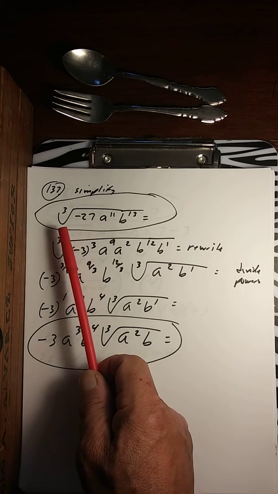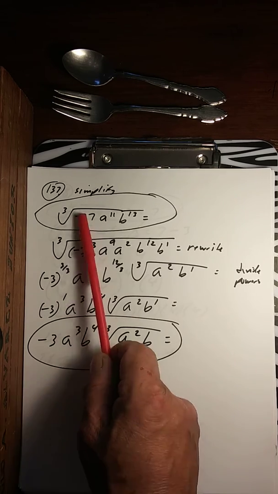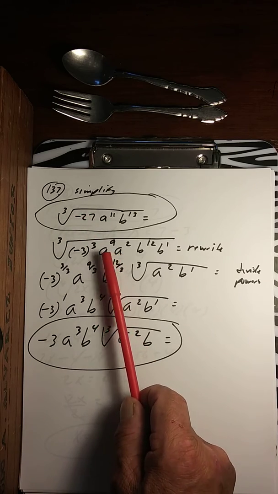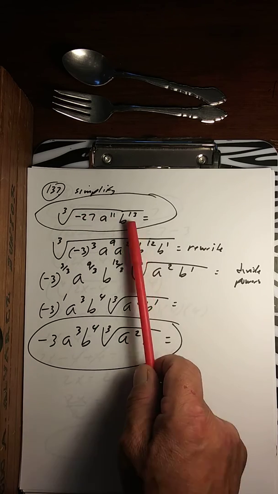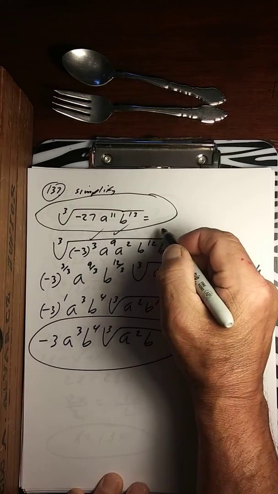Alright, this one. Cube root of this, so that's negative 3. So negative 3 times negative 3 times negative 3 is negative 27. And 11 is going to be 9 and 2. 12 and 1. Rewrite it. So now we can take these guys out. Which ones are we taking out? Just the ones that we can divide by 3.